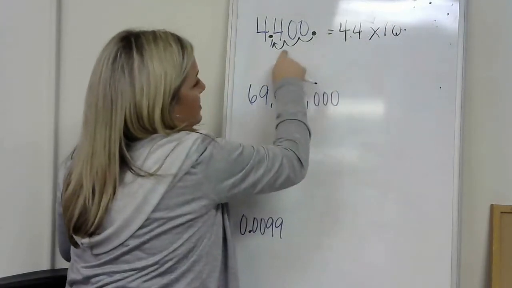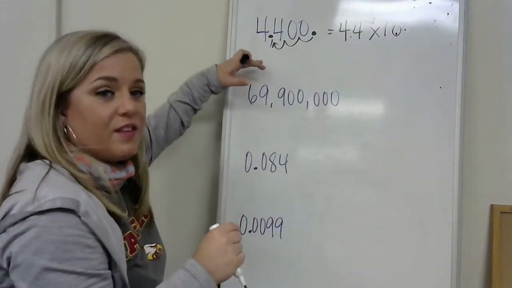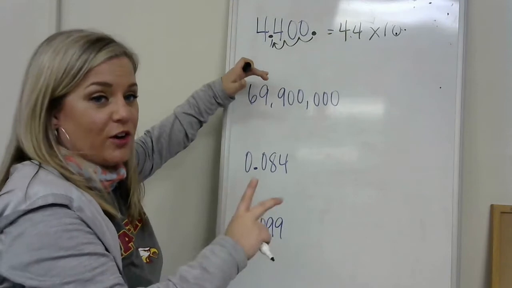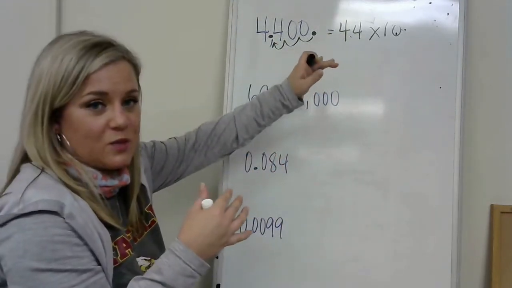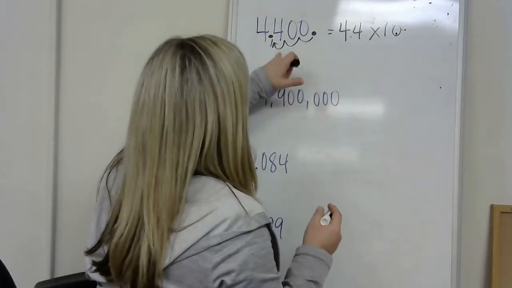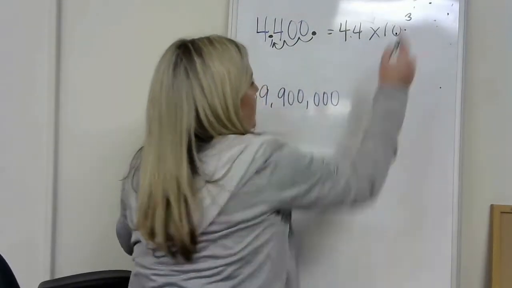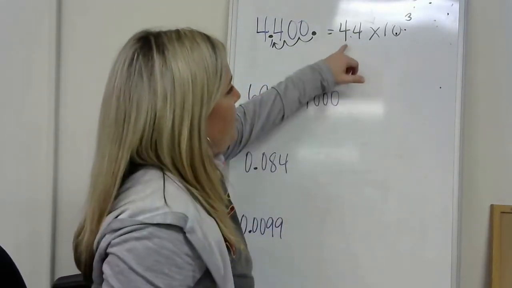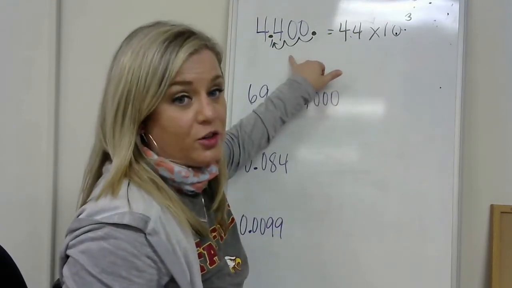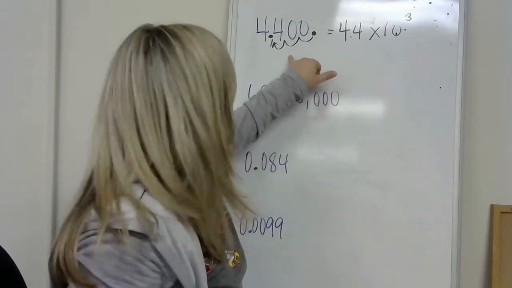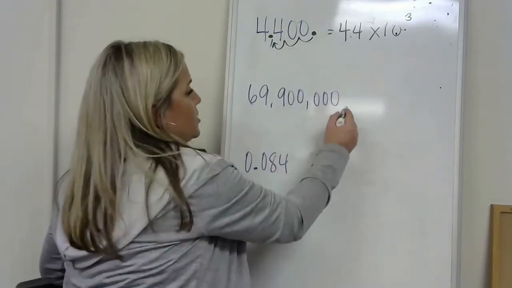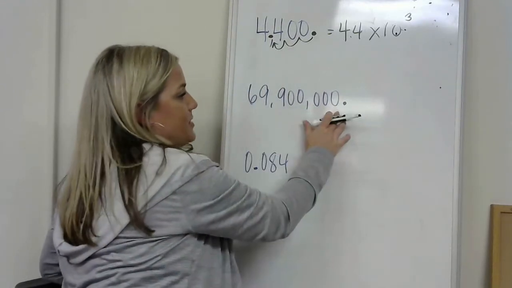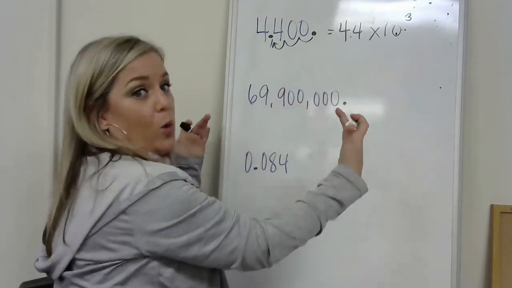And I moved it to the left, but look at how this number started. It started whole and positive. So it's going to be a positive exponent. And I moved it 1, 2, 3 times. Okay? So if you plug this into your calculator, you should get 4,400.